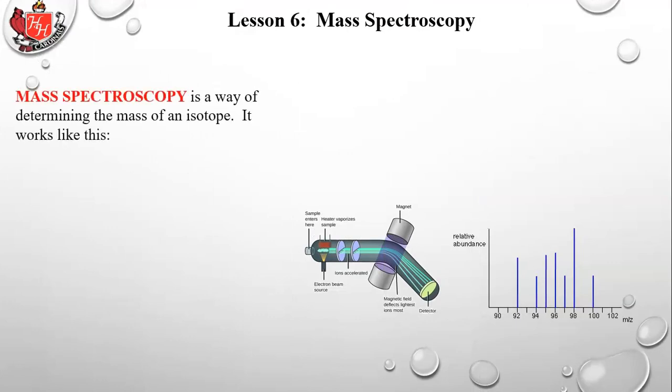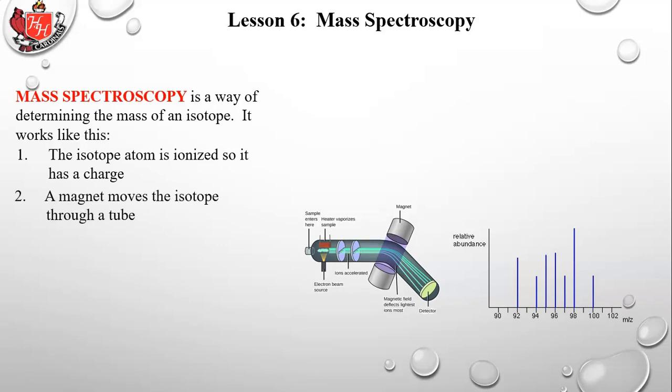So mass spectroscopy is a way of determining the mass of an isotope. So it works like this. First, the isotope atom is ionized so that it has a charge. In order to get any type of atom or particle to move, it has to have a charge on it so that you can move it with a magnetic field. If it has no charge, a magnetic field won't move it. So you ionize it, that is, you either add or remove an electron, it's usually removing one, and that gives it a charge so that you can then move it through a magnetic field.